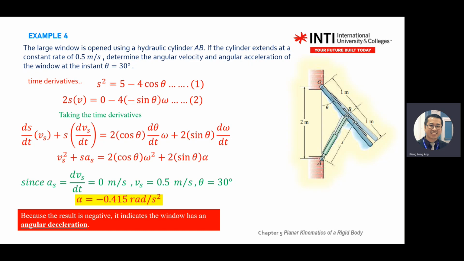It slows down when it comes to 30 degrees. At the start, it opens up very fast, but when it opened up to 30 degrees, it slowed down. The window will slowly stop. Yeah. This is how you analyze a dynamics question. Okay, it will take some time.